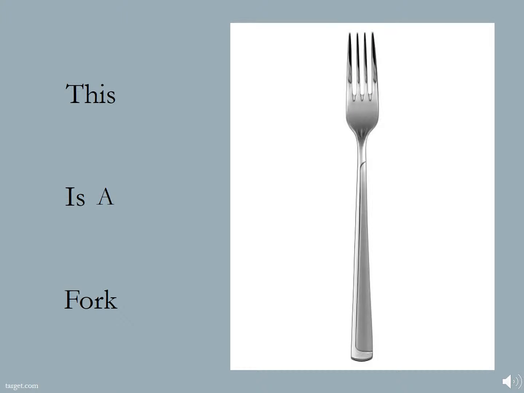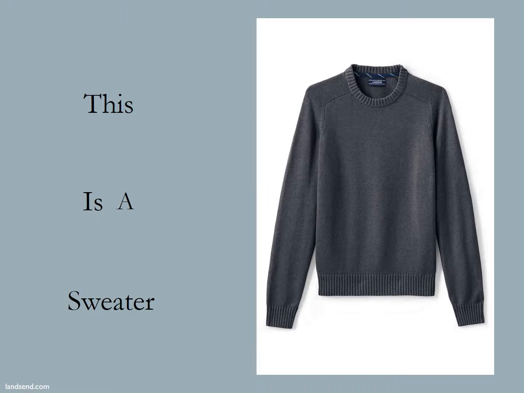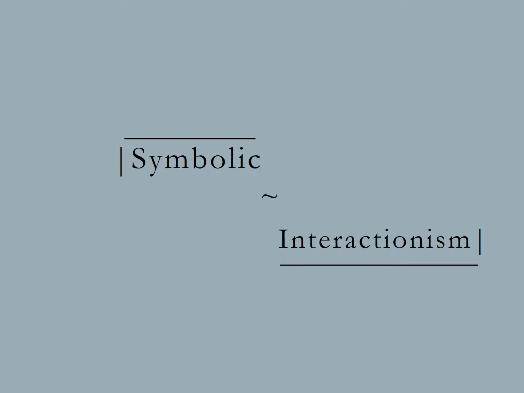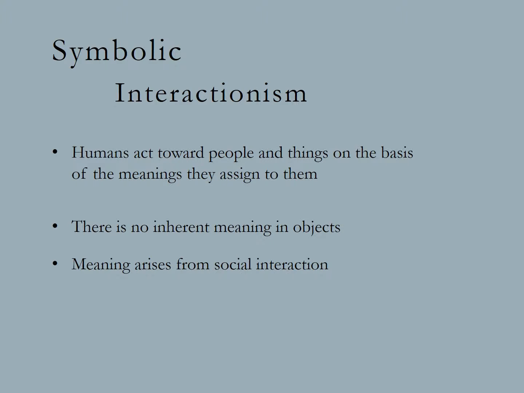This is a fork. This is a spoon, and this is a sweater. Symbolic interactionism is all about how we interact with the objects around us and how we communicate that to the people around us. Humans act toward people and things on the basis of the meanings that we assign to them. There's no inherent meaning in any of these objects, and the meaning's only arisen from social interaction.